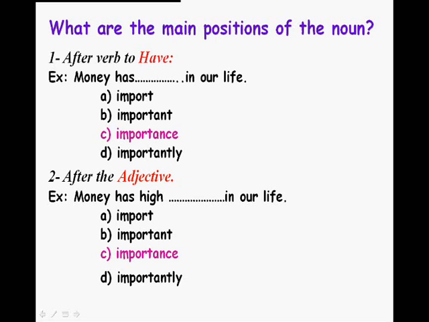So now I know that I use nouns after the verb to have in the sentence, like money has importance, and also after the adjective. In this case we have high. Money has high importance. So high is an adjective. Okay?